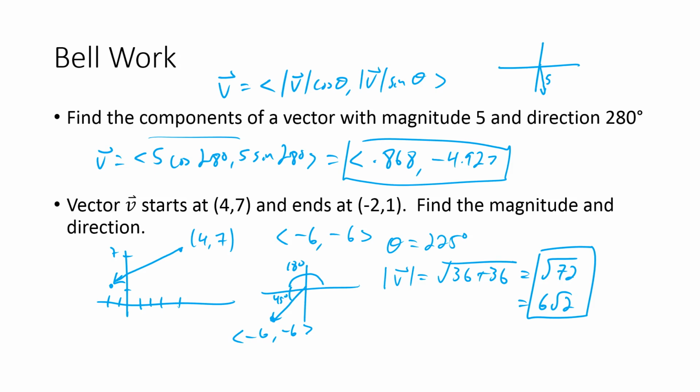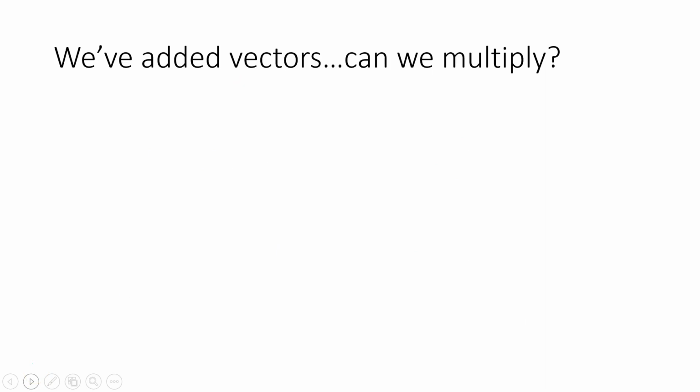All right, so let's see what we're going to learn today. We've added vectors. The question is, can we multiply them? Can we multiply vectors? There are two ways that are kind of accepted as multiplying vectors. One is by using what's called the dot product. If you take a vector v and you dot it with a vector w, this is called the dot product. That's what we're going to mostly focus on today. The dot product takes two vectors and turns them into a number, or a scalar.